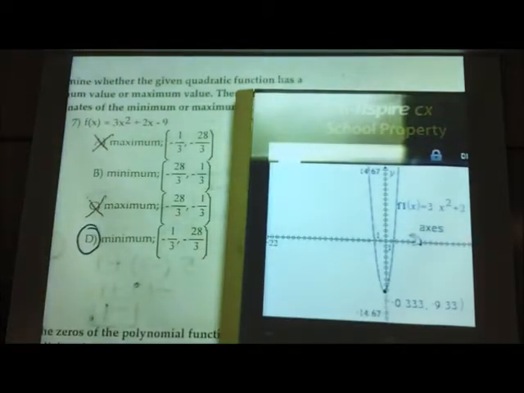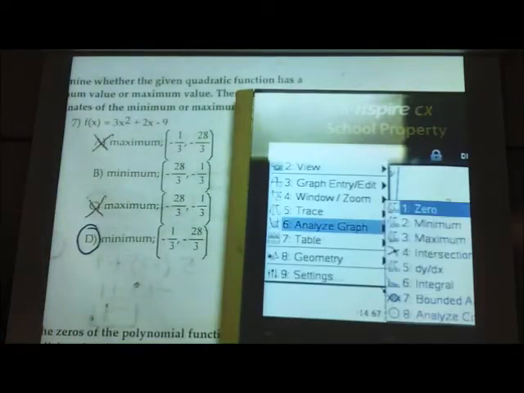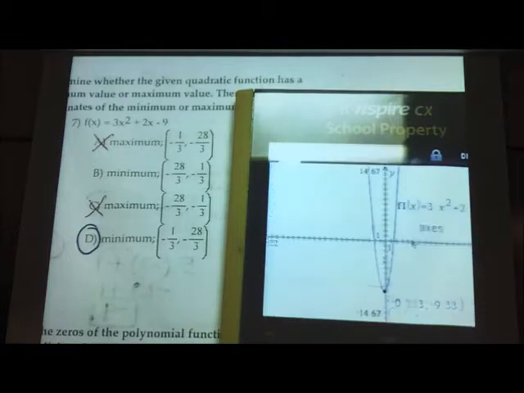So once again, menu, analyze graph, and a minimum, which is number 2. You just go to the left of that little vertex, you go over it, and then it pops up right there.